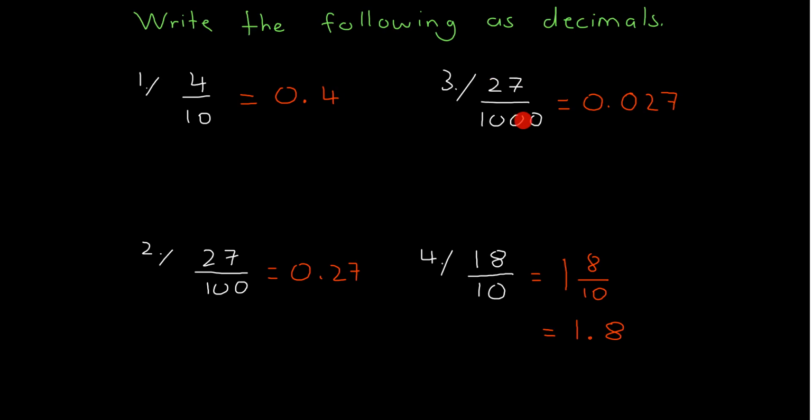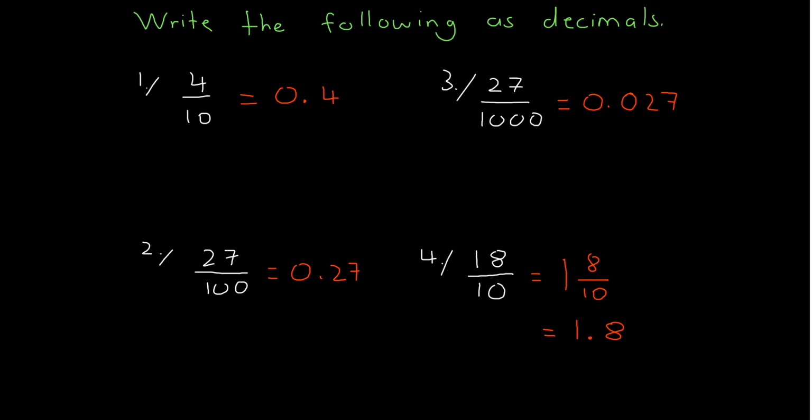27 over 1,000, I've chosen this one so the numbers are the same. So I've got 3 zeros on the denominator. 1, 2, 3. So I put 3 digits after the decimal point. Notice I still want to put a 27 after the decimal point, but to have 3 digits after the decimal point, I need to add this 0 here, so I've got 0.027. But of course we know that 0.27 and 27 are the same.